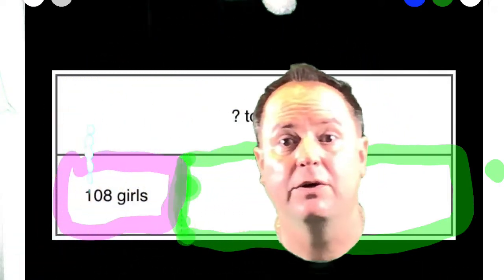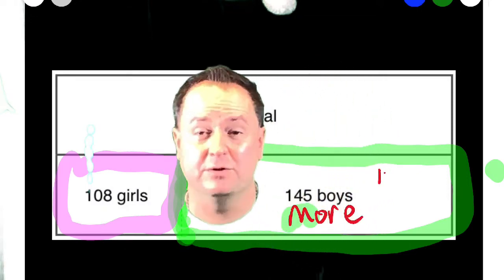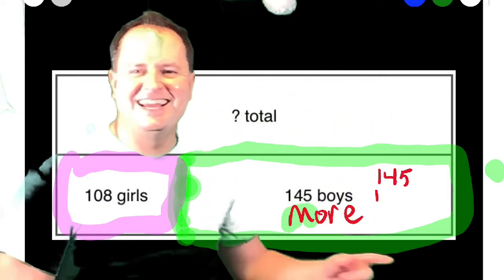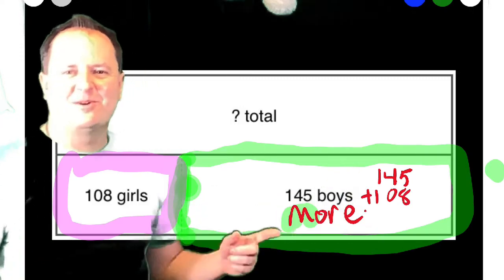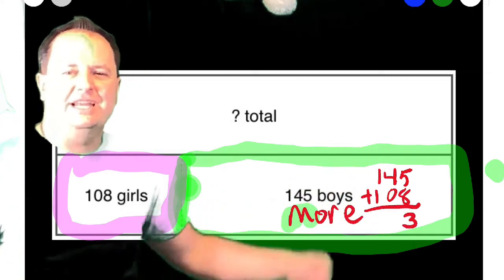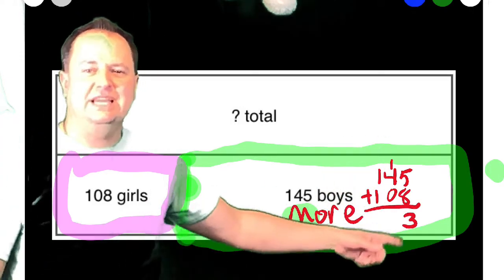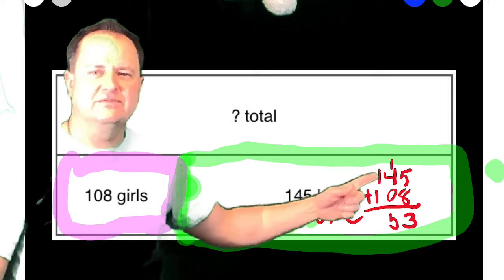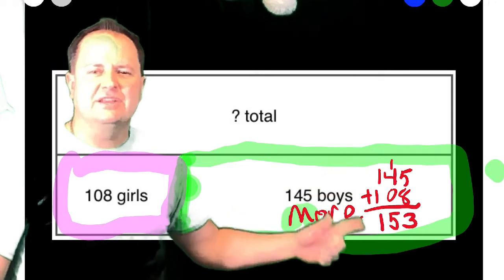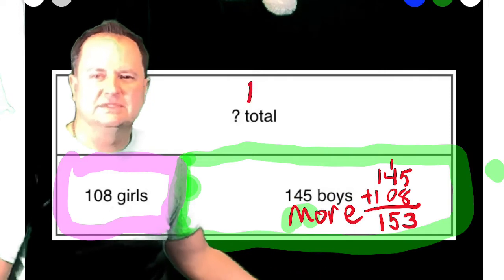Okay, so your step now. Let's add them. Yes, 145 plus the 108. 8 plus 5 is 13. Can't add 13, so 4 plus 1 is 5. And then we got the 1 plus 0.